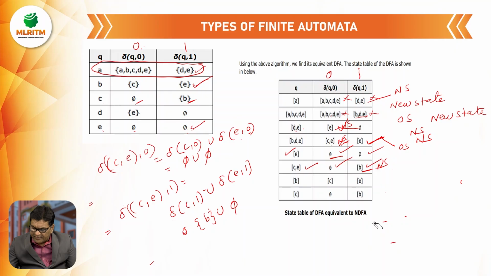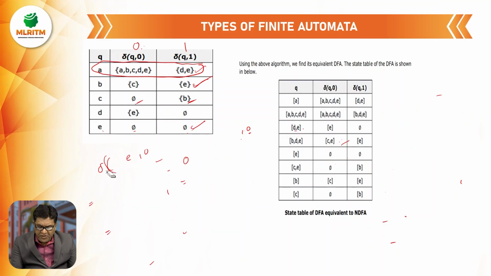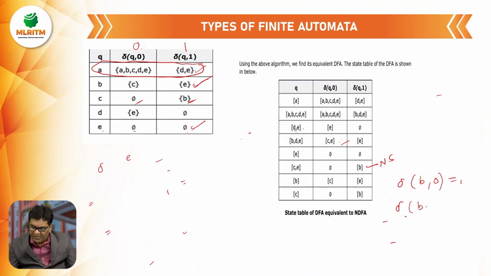Now we can take that B. The new state is B. Now take the state B, B with 0 and B with 1. Now we can determine the next state. Delta B, current state is B, current input is 0. Delta B, current state is B, current input is 1.